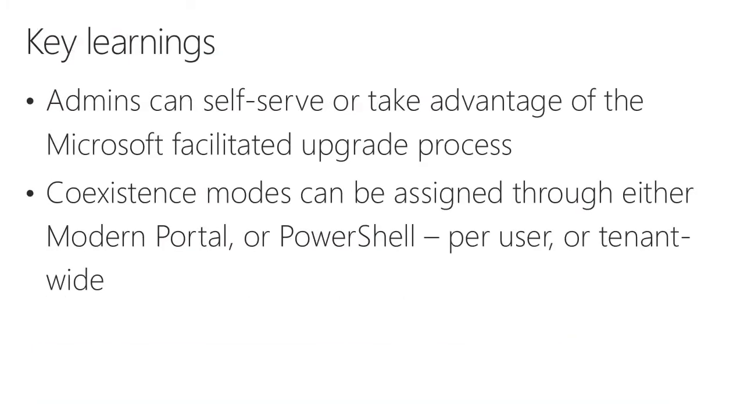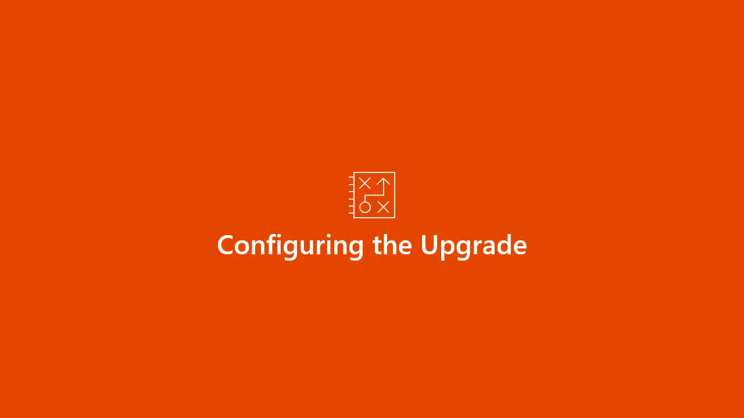Some key learnings for this particular section. Admins have the capability of self-serving, either through their own IT admin or through a partner administrator, or they could take advantage of the Microsoft facilitated upgrade process to drive the upgrade from Skype to Microsoft Teams. The coexistence modes that are used to control the upgrade experience can be assigned through either the modern portal or the Skype for Business and Teams Admin Center or PowerShell. And these modes are able to be assigned either per user or tenant-wide. Now let's look at configuring the upgrade.